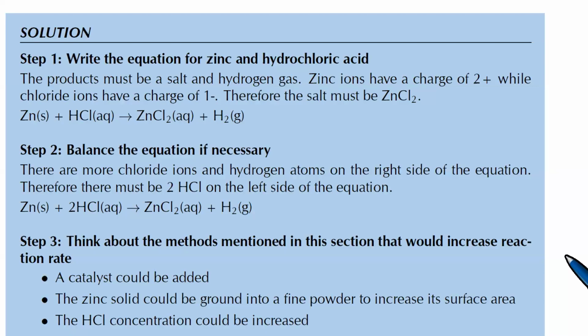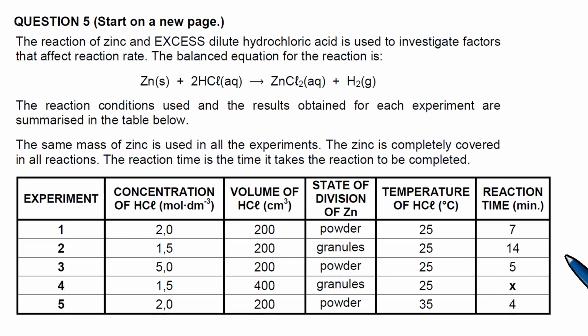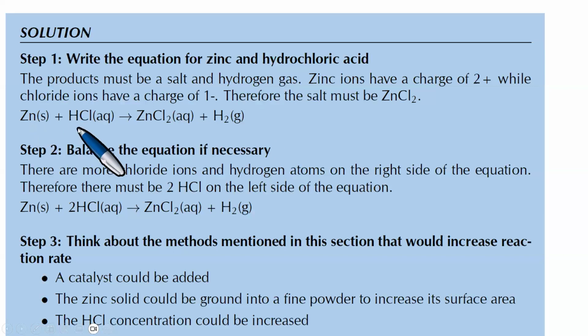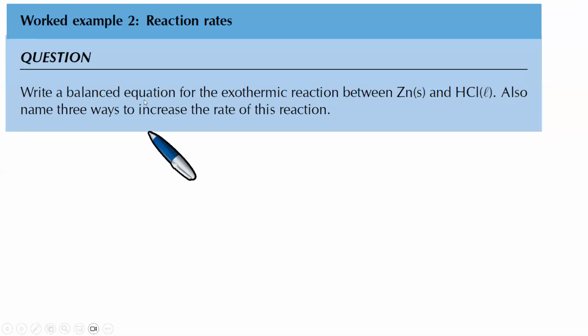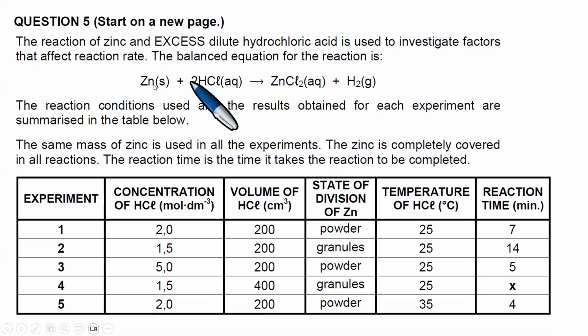In particular, this question, which is zinc solid plus hydrochloric acid, is the same as the zinc and hydrochloric acid reaction that we looked at in our example 2, because in example 2, we wrote a balanced equation for the exothermic reaction between zinc solid and hydrochloric acid, and also had to name 3 ways to increase the rate of this reaction. And the examiner brought the same thing here: zinc and hydrochloric acid, and different ways to increase the rate of the reaction.